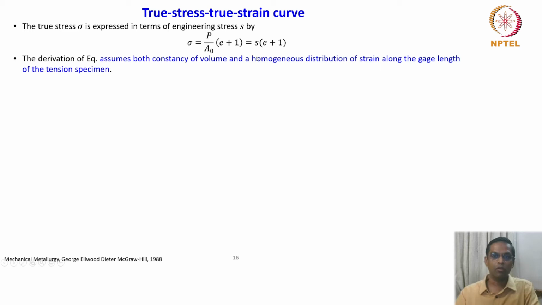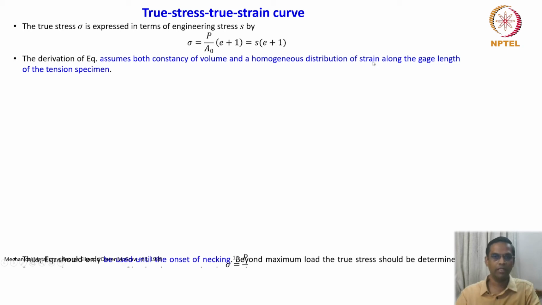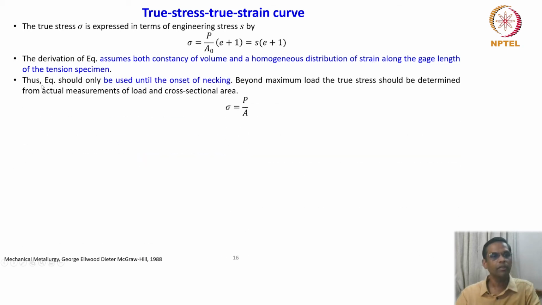Where does this homogeneous distribution take place in a stress strain curve? Only up to maximum load does the homogeneous distribution of strain happen. So the equation should be used only until the onset of necking. Once necking starts, it is no longer a homogeneous distribution, so these relationships will not hold good.